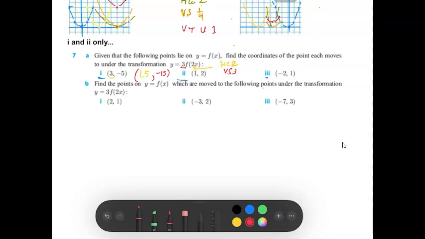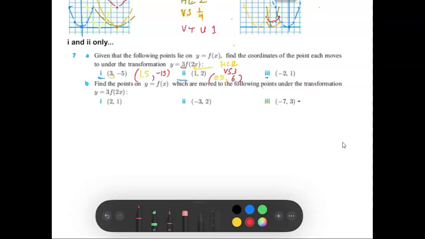All right, let's do the same thing to 1 comma 2. For 1 comma 2, the 1 undergoes a horizontal compression by a factor of 2, which means the 1 would become 0.5. And the 2 would undergo a vertical stretch by a factor of 3, so it would be 2 times 3, which is 6. Okay, so 0.5 comma 6 would be the new coordinates.